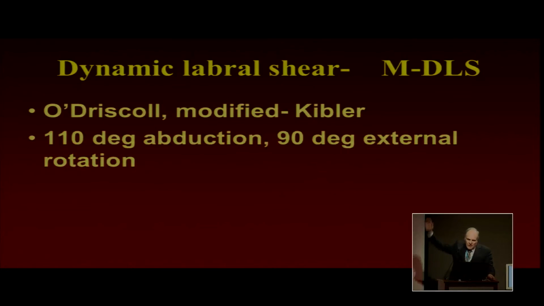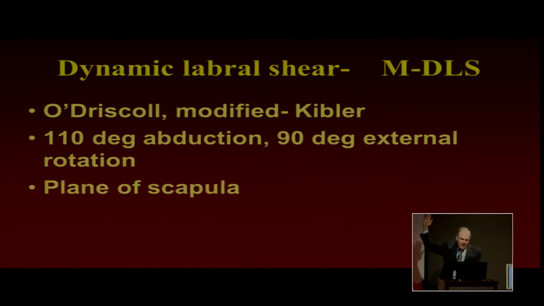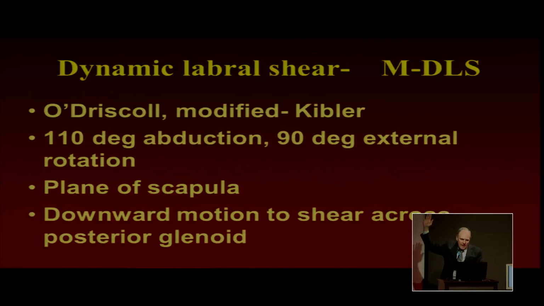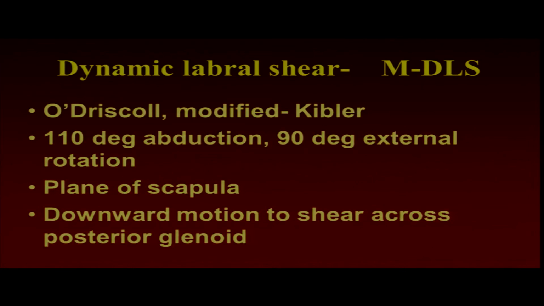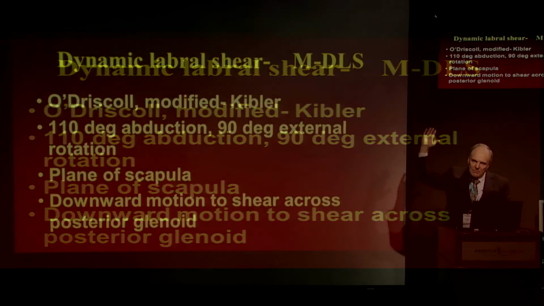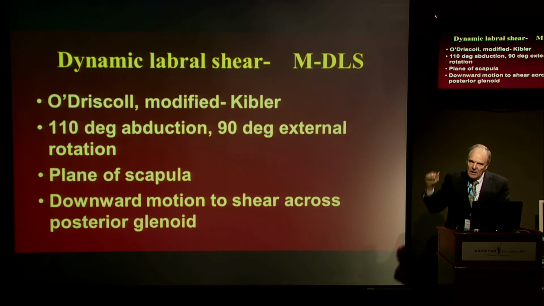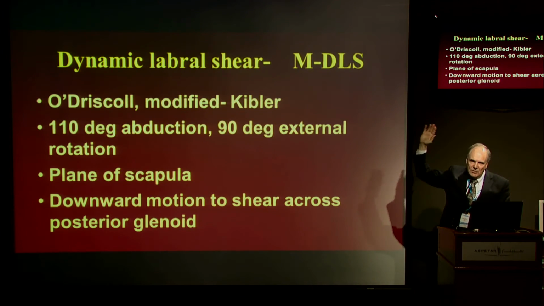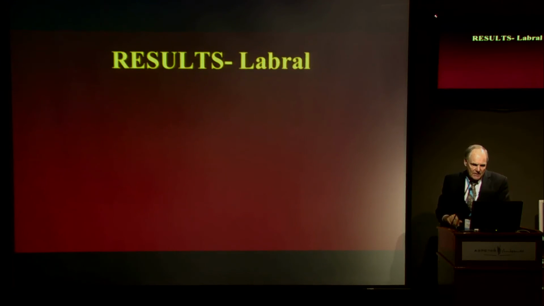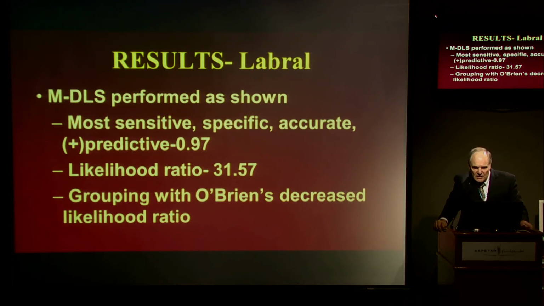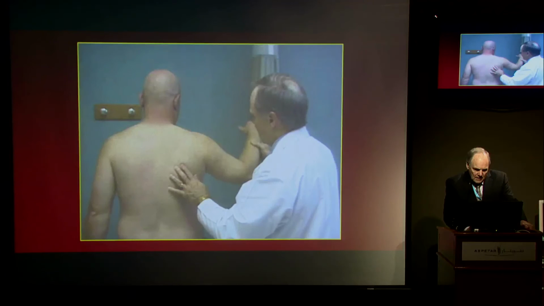You put the arm in 110 degrees of abduction, 90 degrees of external rotation in the plane of the body, and then you move it into the plane of the scapula, and then your downward motion. What you're doing is you're peeling back, you're testing that washer component, putting the biceps on stress in this position, and then you're doing this internal impingement, and then you shear it as you move. And the reproduction of symptoms posteriorly, it sometimes even hurts to get in that position, but certainly with the shear is a positive test. It has a positive predictive value of 0.97, likelihood ratio of 31. This is how you do it.